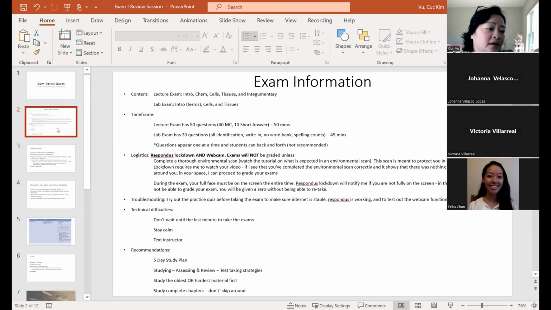Multiple choice questions come first, and then the last 10 questions are the fill-ins. So when you see the exam, the first 40 questions will be multiple choice. They are lumped by chapter. So the first 8 questions will be on intro. The next 8 questions will be on chem. The next 8 questions will be on cells, tissues, and integumentary.